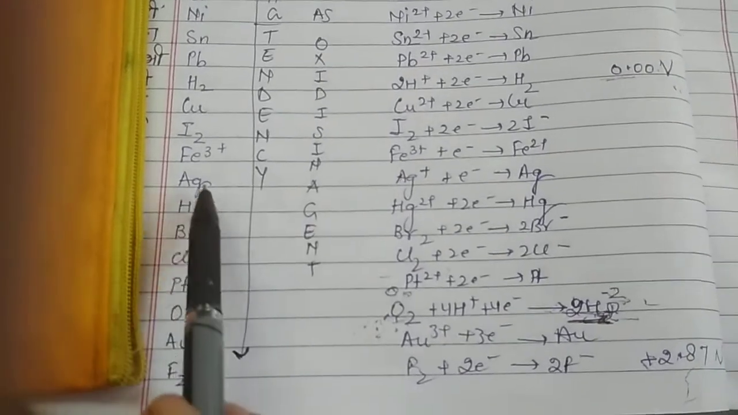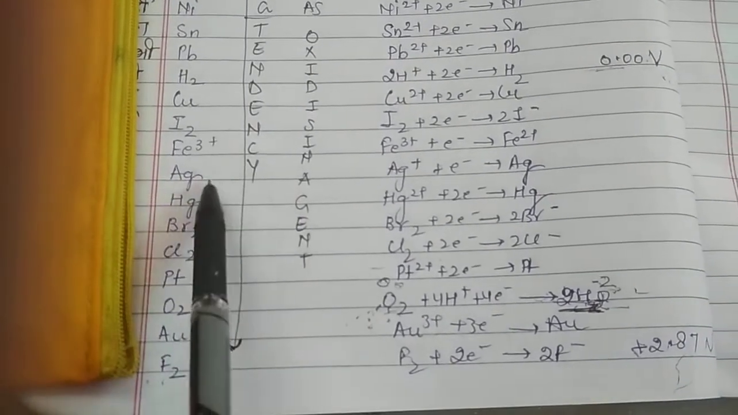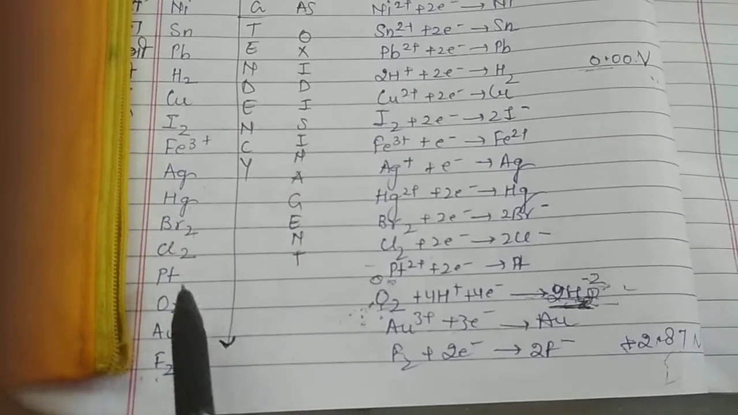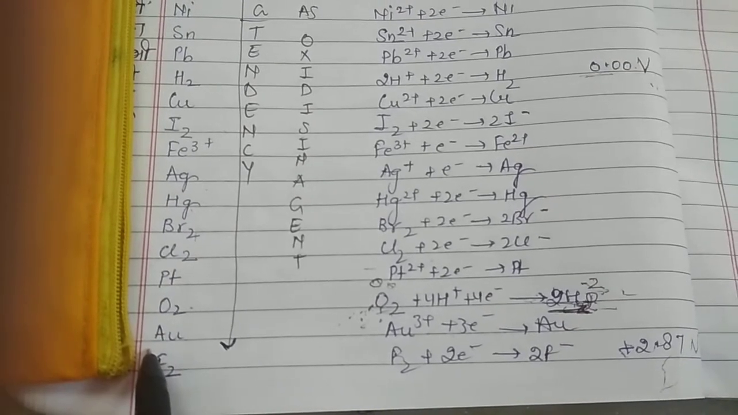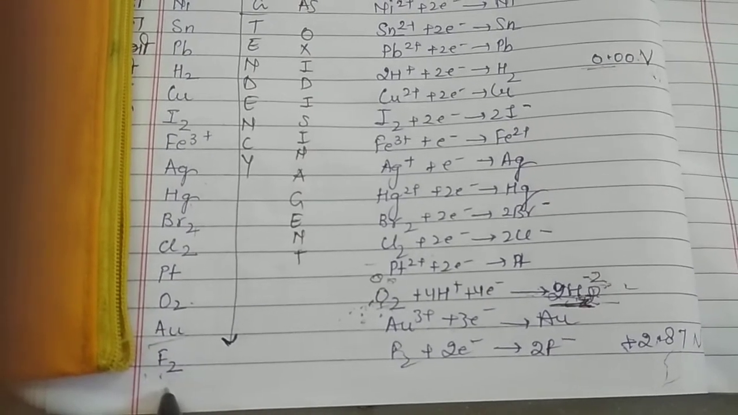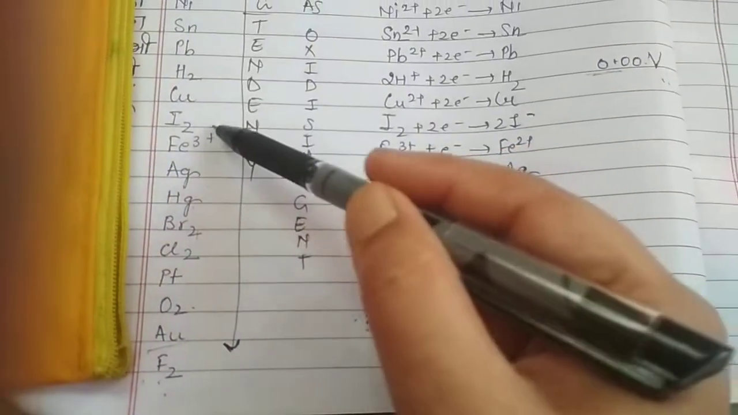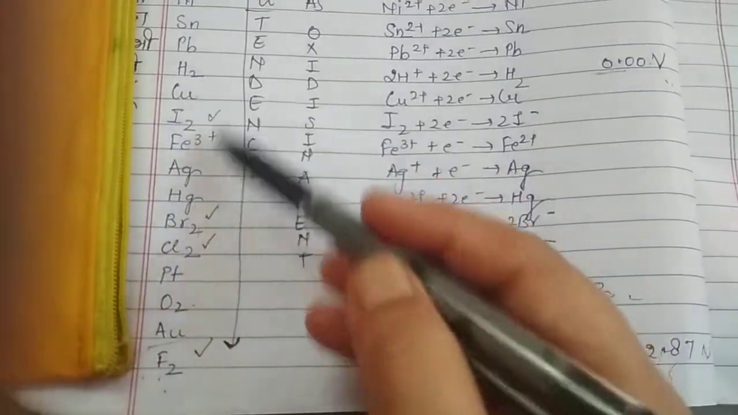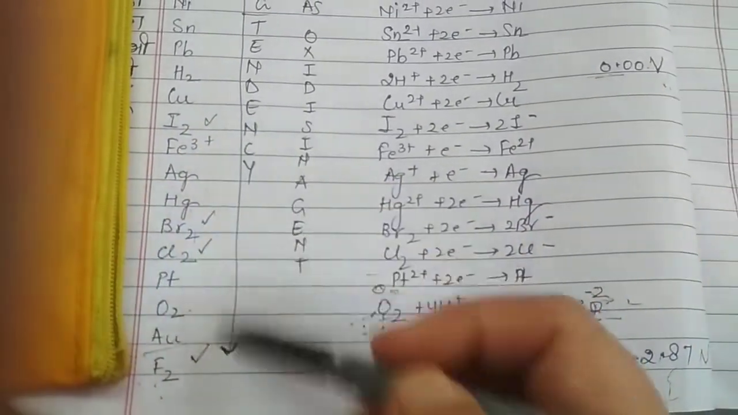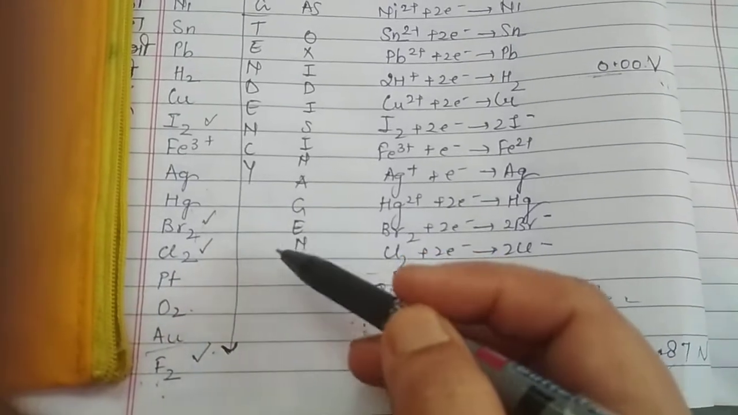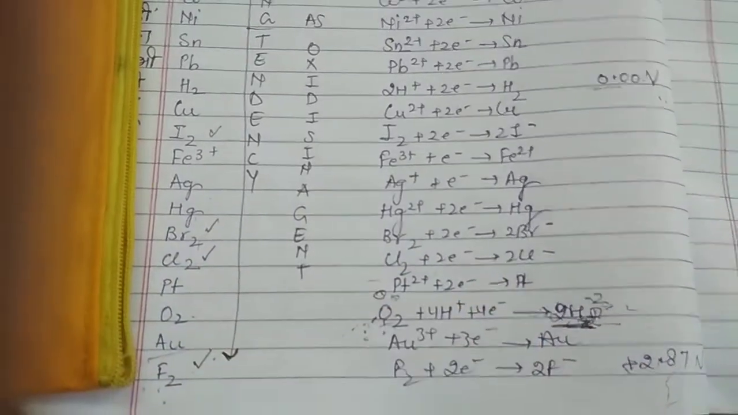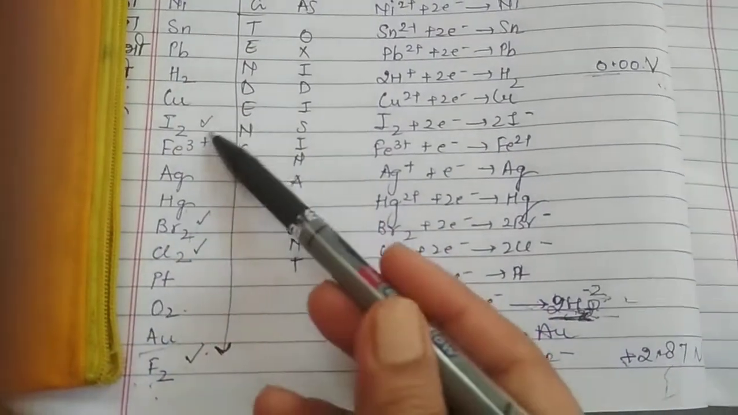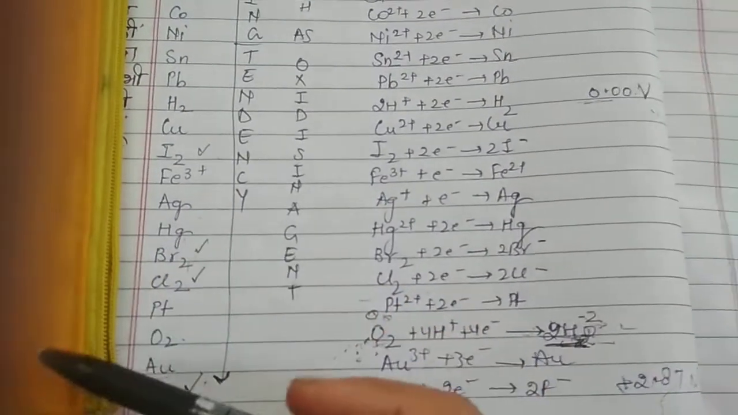Now let's see. These are some members that you have to remember: Fe3 positive comes after I2, then Ag, Hg, bromine, chlorine, platinum, oxygen, thereafter gold and F2. What you mainly have to remember is the order of iodine, bromine, chlorine and fluorine. इस पर questions बहुत आते हैं. You can be asked the comparison between the oxidizing property and the reducing property, तो stronger reducing agent कौन है, oxidizing agent कौन है. So like this you have to remember these, or you can make the statement on your own also.